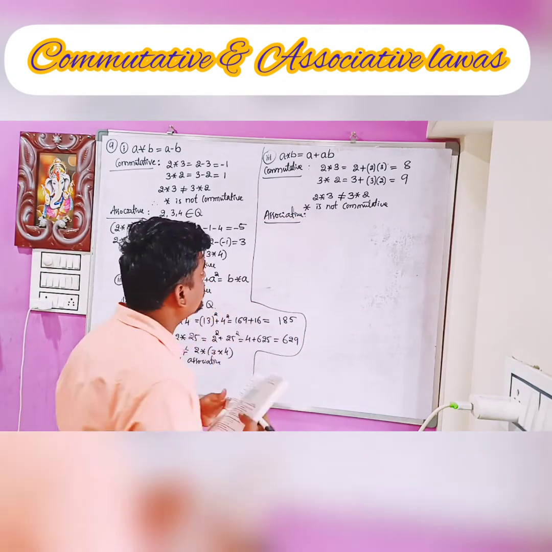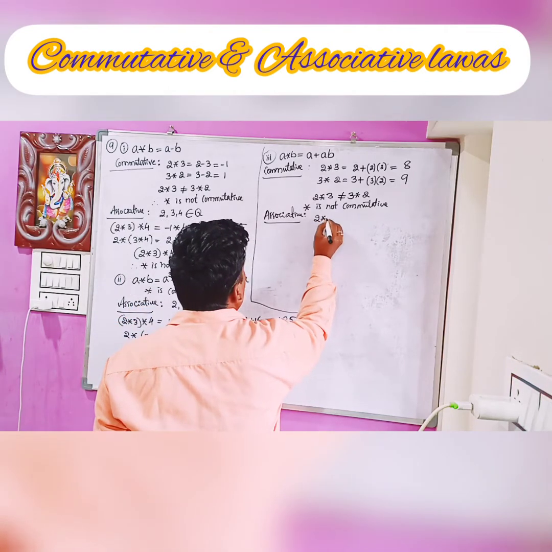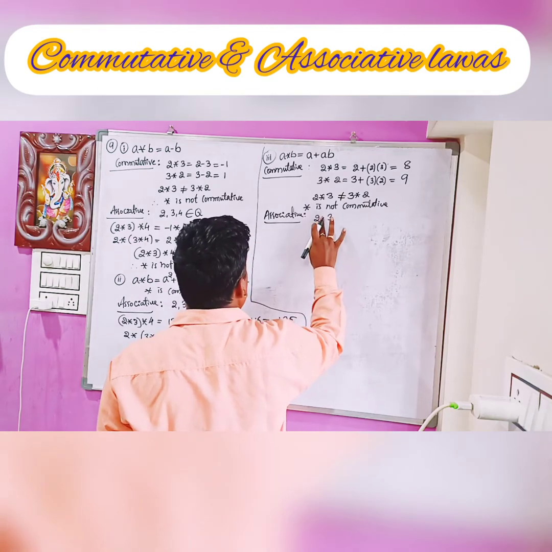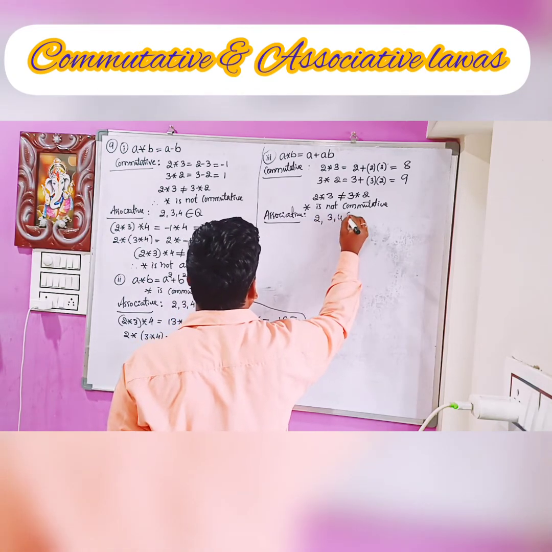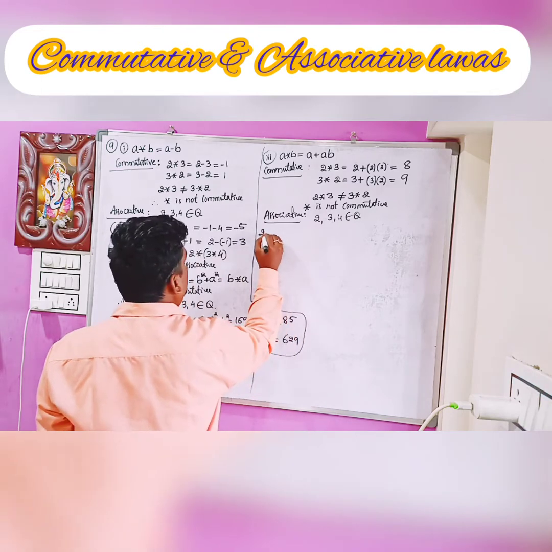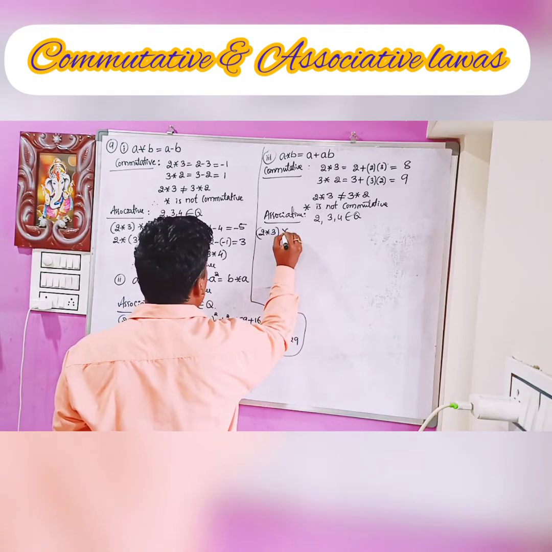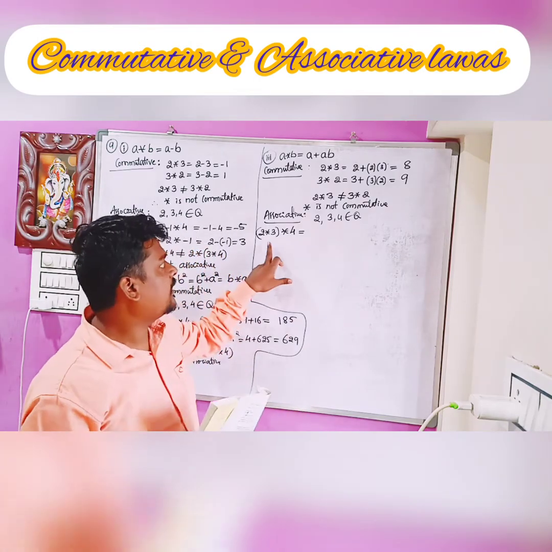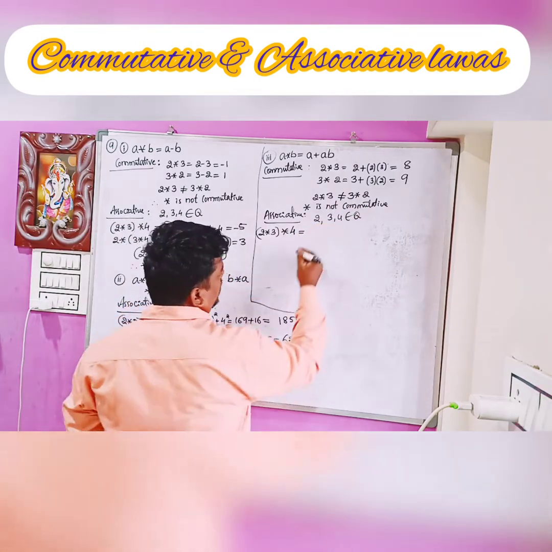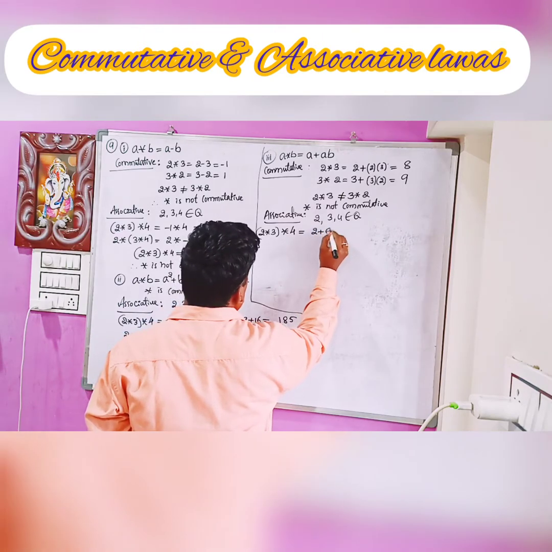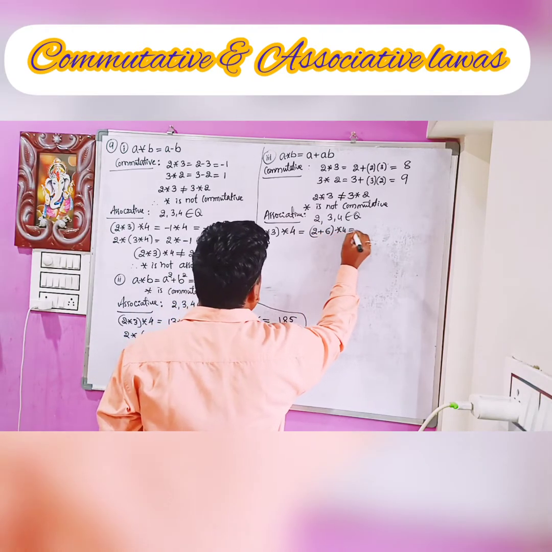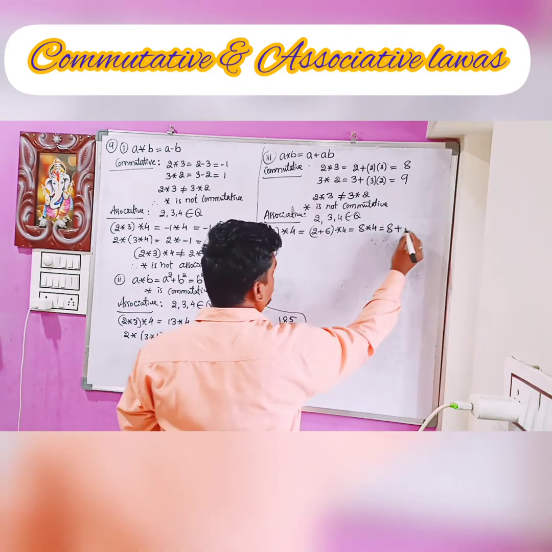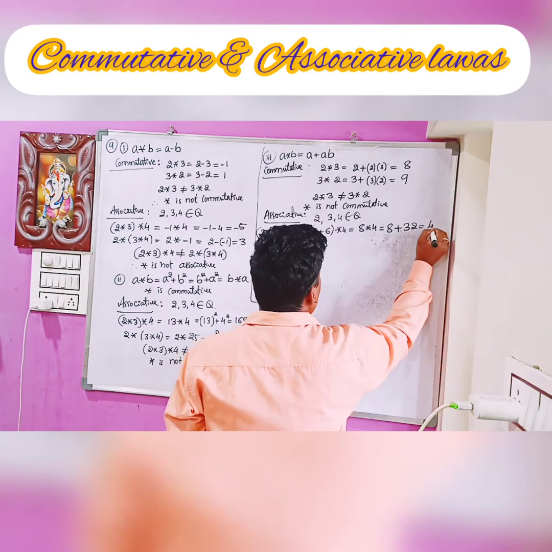Next, associative. Now we'll discuss the associative property. Let us consider the elements 2, 3, 4 which belong to rational numbers. We'll find (2 star 3) star 4. What is 2 star 3? Already we have got it, it is 8. So 8 star 4 means 8 plus 8 into 4, which is 32. The answer is 40.